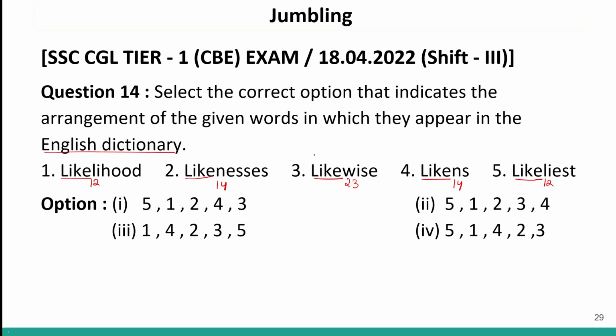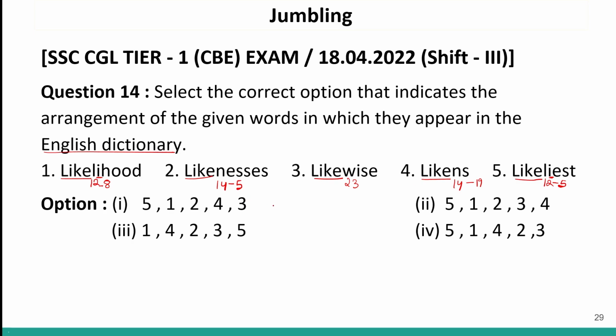So, comparing likelihood and likeliest, I can see the next letter I is also the same. So, we will move forward to the next letter after I. After I, we have H over here, and H is positioned at 8, right? And over here, after I, we have E, which is positioned at 5. Now, between likeliness and likens, I can see after N, we have E over here, which is 5. And after N, we have S over here, which is 19.